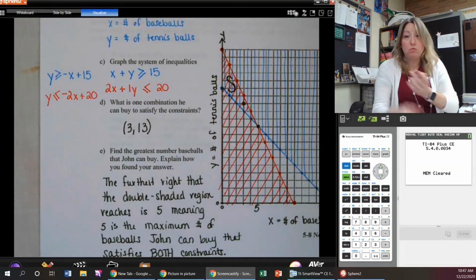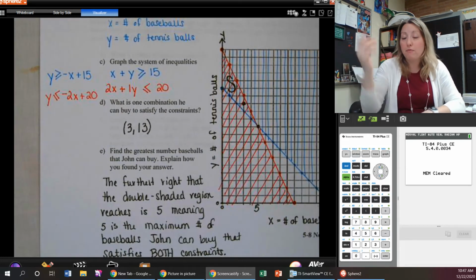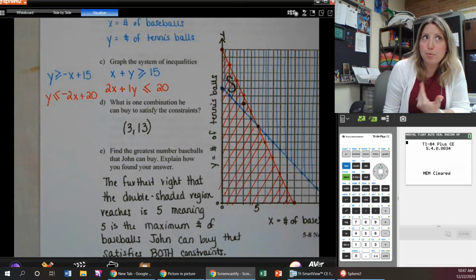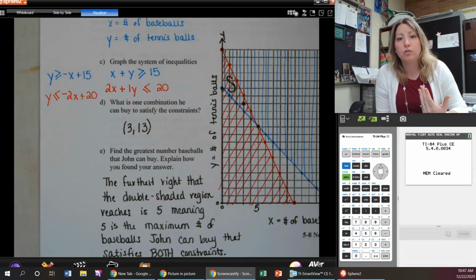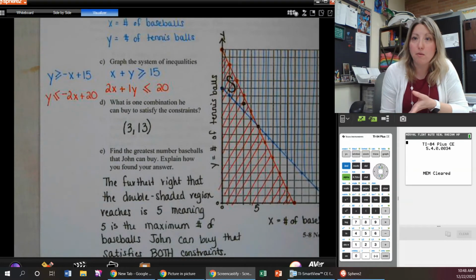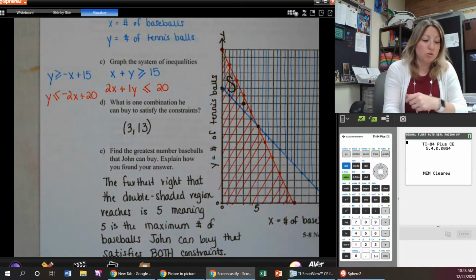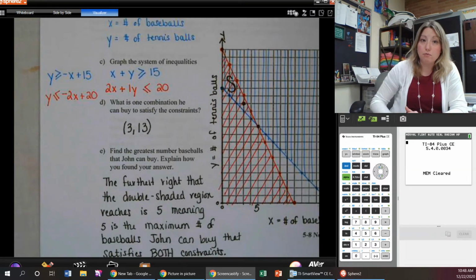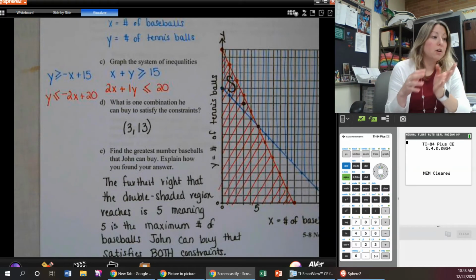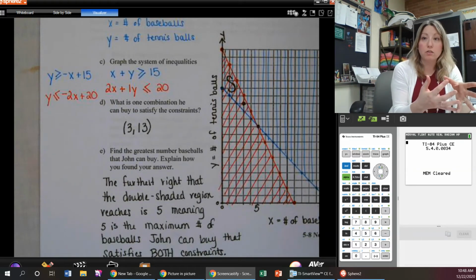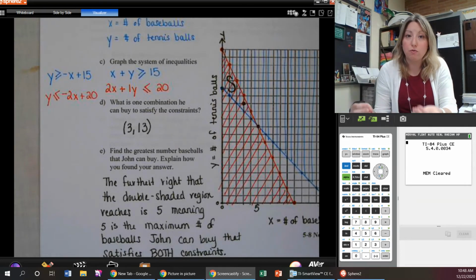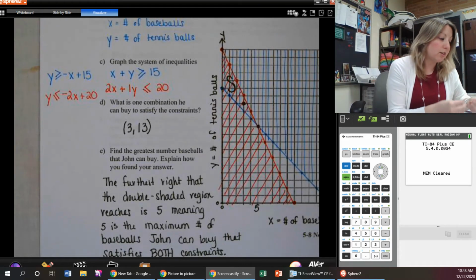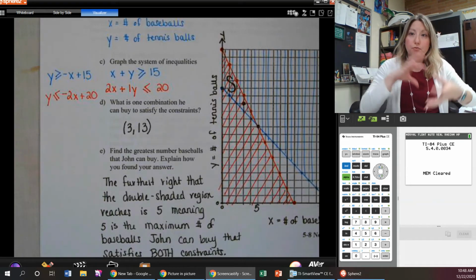Sure, you could go ahead and tell me that, oh, John can buy 15 baseballs, duh. But 15 times 2 is 30, and that's more than John's budget. So he can't and satisfy both constraints. You see where we're going there? So that's why you need to, with these situations, have 2 variables and 2 equations, inequalities, representing your situations that you find yourself in. And the double shaded region is where both of those are met.